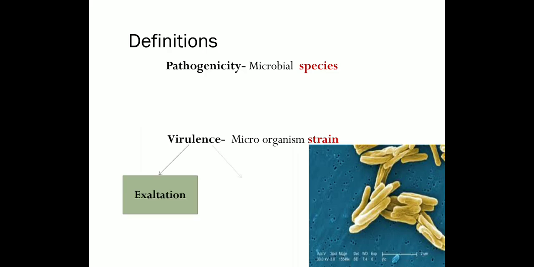Now there are two components of virulence. If the strain becomes more expressive in terms of these weapons or these virulence traits, it is called exaltation. Whereas if these virulence traits are suppressed, it is called attenuation.